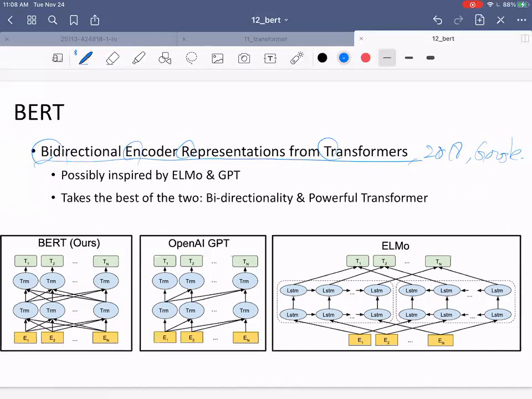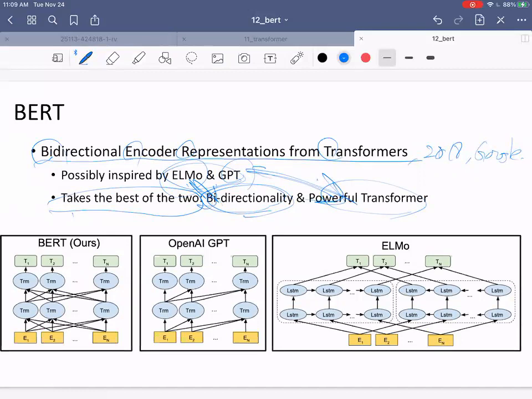This is conjecture, but it was possibly inspired by ELMo and GPT, because BERT takes the best of the two. It takes bidirectionality, because ELMo was a bidirectional LM while GPT-1 was a forward LM only. So it takes bidirectionality from ELMo, and then it takes the powerful transformer element from GPT. So it takes the best of the two.